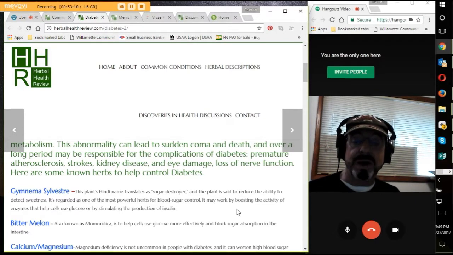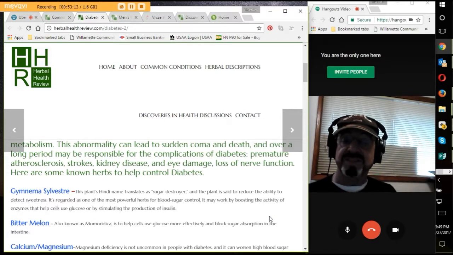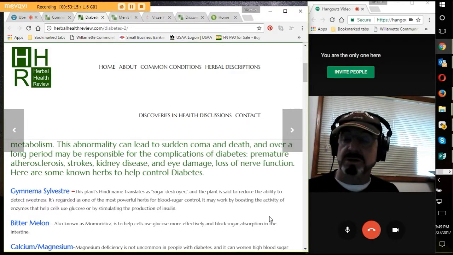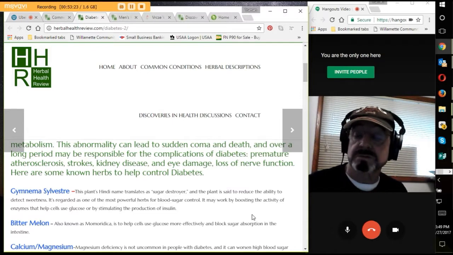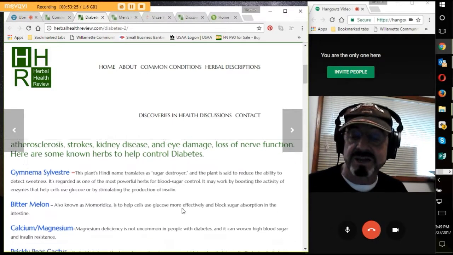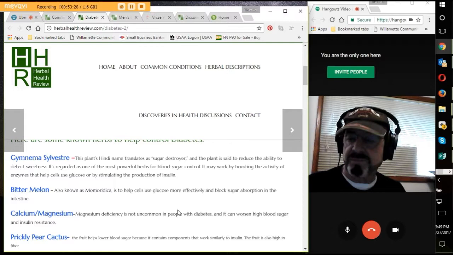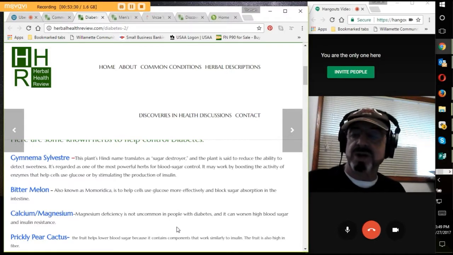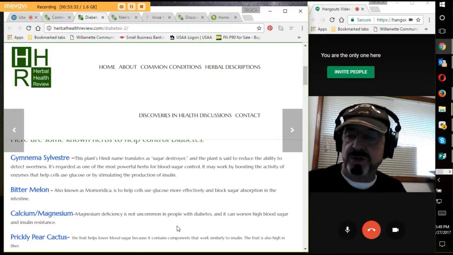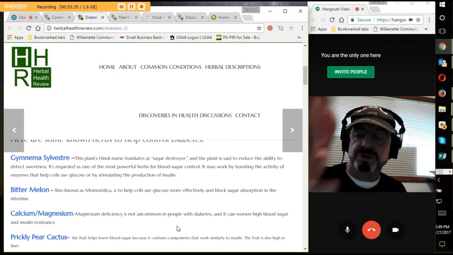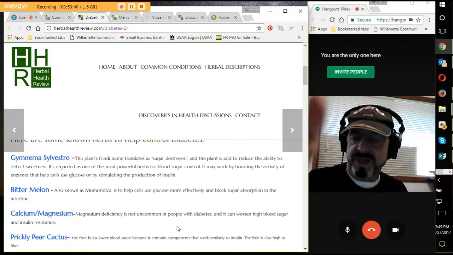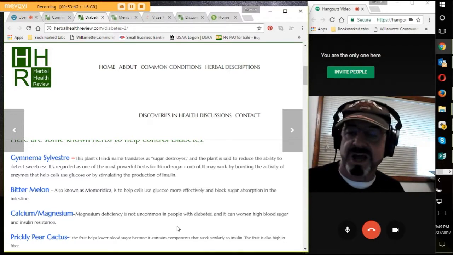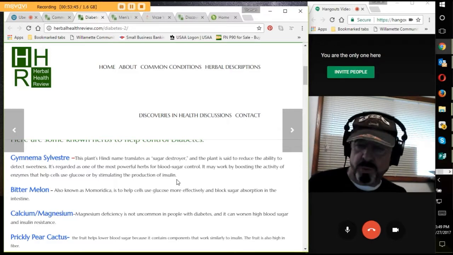And it may work by boosting the activity of the enzymes that help cells use glucose, or by stimulating the production of insulin. I'm not sure how it works because there's no money in doing the research for it. So they don't do the research. That's why you never hear about it. That's why the doctors don't have a cure, because they don't know about it. They don't do the research because there's no money in it, because it's all about money for them. And herbalists have been here since the beginning of time, and we help people.